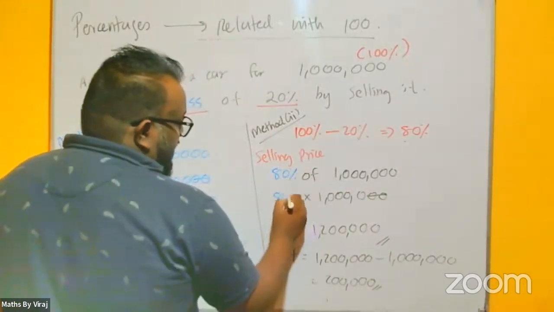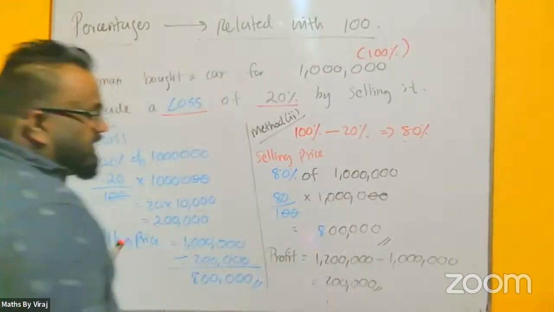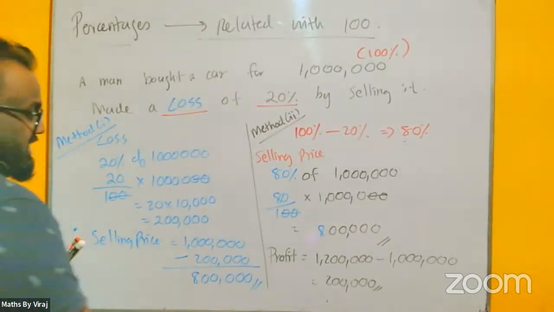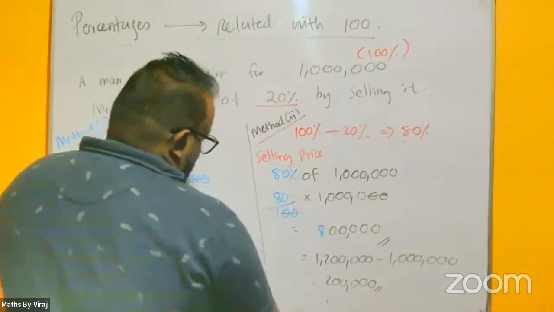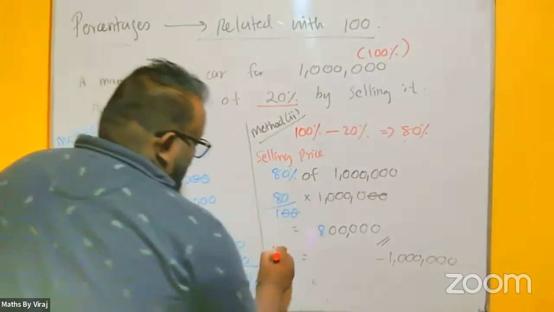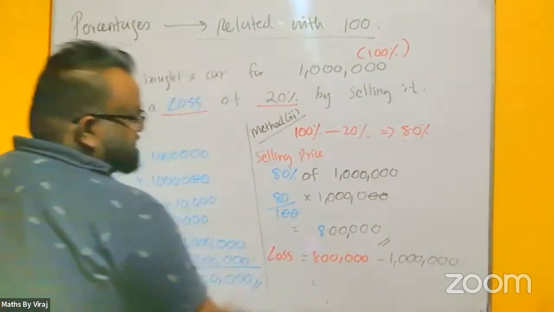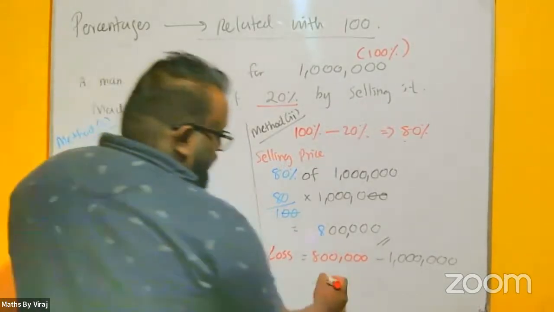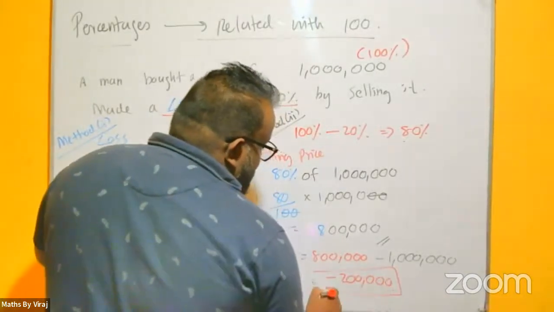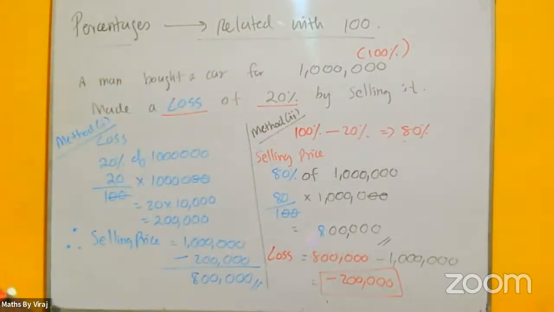80% of, 80 over 100 into 1 million. What is my selling price? Selling price is 800,000. Therefore, am I making a loss or a profit? Very interesting, this is. This is going to be a loss. How do we know? From the selling price, when I subtract the original price, look at this, I am getting a negative value. This negative value is the mathematical indication that proves that you have made a loss.